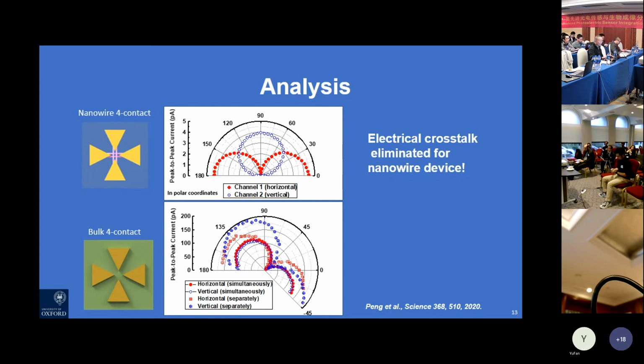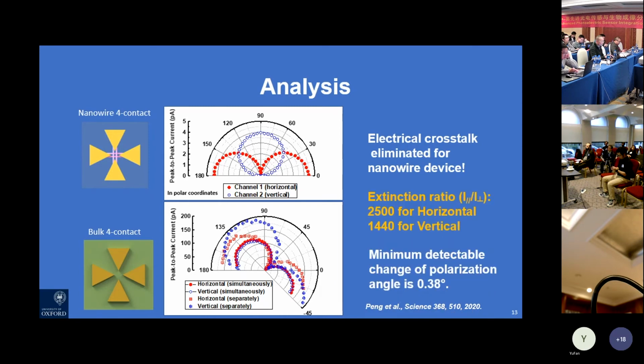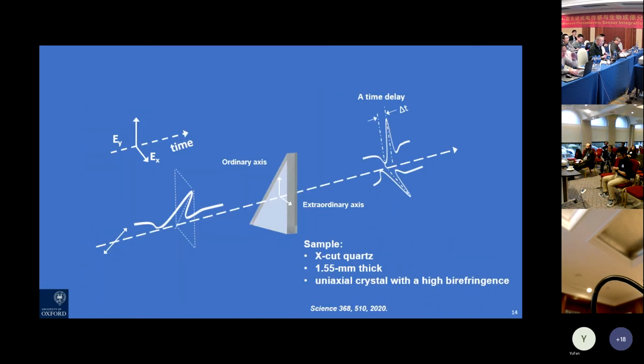And the bottom figures here are just a comparison. We fabricated a bulk double bow tie antenna and used the same system to characterize it. As you can see here, it's impossible to distinguish the two orthogonal channels. And for each detection channel, the measured signal is quite sensitive to whether or not the channel is measured simultaneously or independently. There are some details I will not go through.